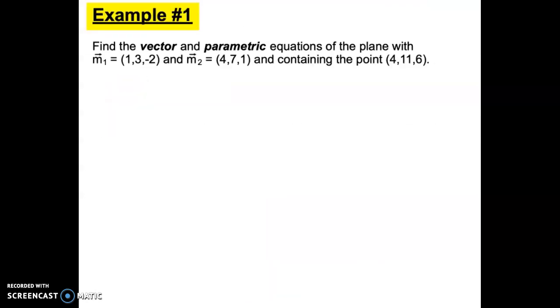So let's go through an example here. They want us to find the vector and parametric equation of the planes containing these two direction vectors and that point. So the first thing you should do is just quickly check and make sure the direction vectors are not multiples of each other. To get from direction vector 1 to direction vector 2, we would multiply by 4. 1 times 4 would give you 4. If you do 3 times 4, you'd get 12, which is not a 7. So they're not multiples. So that's perfect. So to do the vector equation, all we're going to do is write it out.